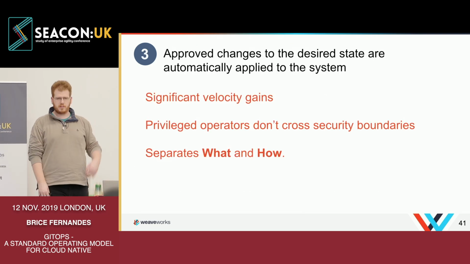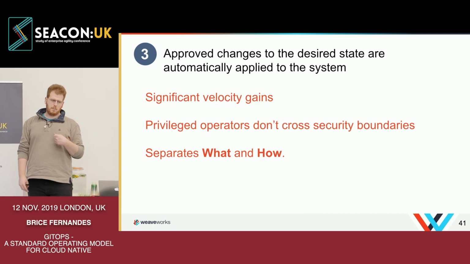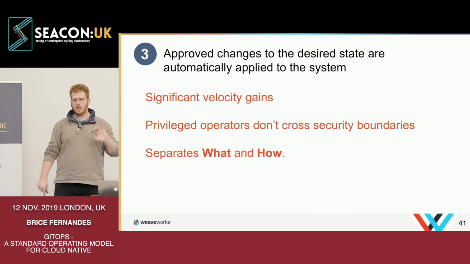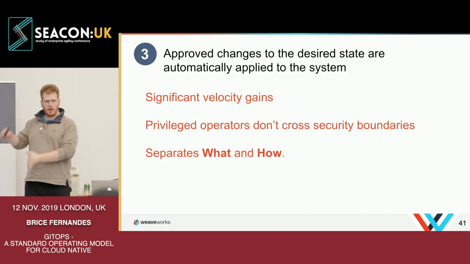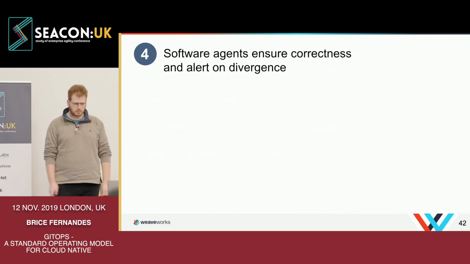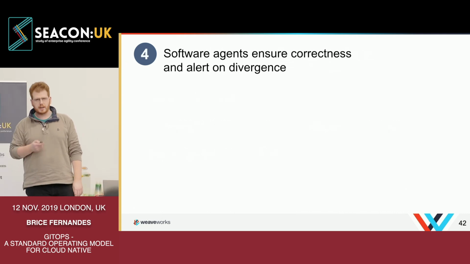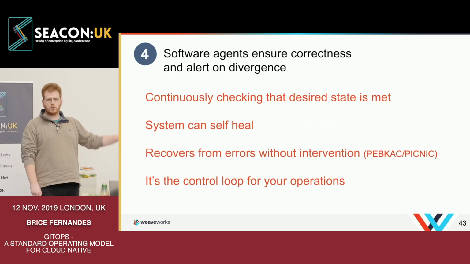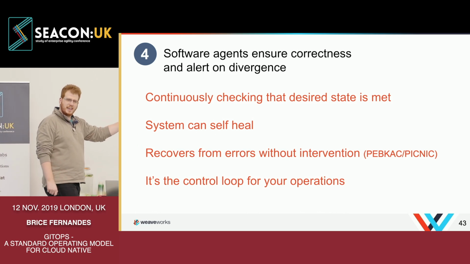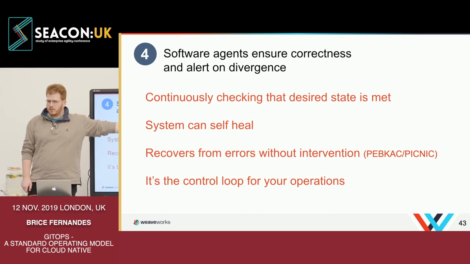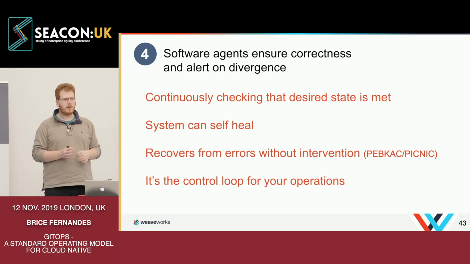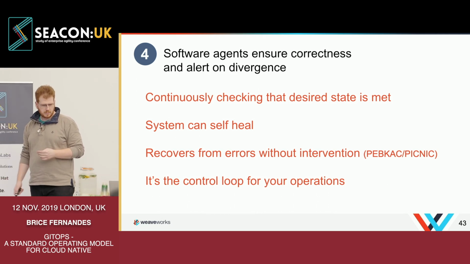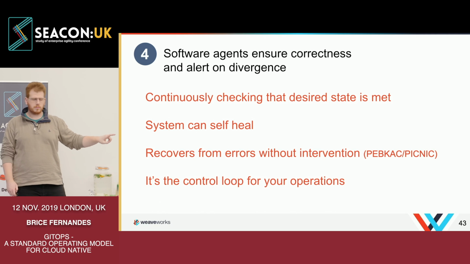Everything is applied automatically. This is where you get your velocity. It separates what and how. So what is applied and how it's applied is separate. What is applied is declared. How it is applied is your agent in your system that's making those changes. And then you have that continuous checking, that tight loop that is continuously checking the state of the system. Now this is a really good way of avoiding PICNIC errors, problem in chair, not in computer, right? So this is operator errors, right? This is a good way of making sure that operator errors don't cascade into your production systems. So it's the control loop for your operations.